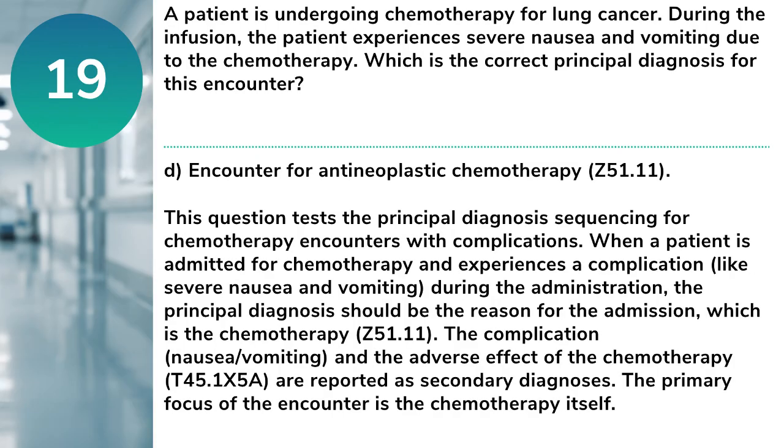Answer: D. Encounter for antineoplastic chemotherapy, Z51.11. This question tests the principal diagnosis sequencing for chemotherapy encounters with complications. When a patient is admitted for chemotherapy and experiences a complication, like severe nausea and vomiting, during the administration, the principal diagnosis should be the reason for the admission, which is the chemotherapy, Z51.11. The complication, nausea and vomiting, and the adverse effect of the chemotherapy, T45.1X5A, are reported as secondary diagnoses. The primary focus of the encounter is the chemotherapy itself.